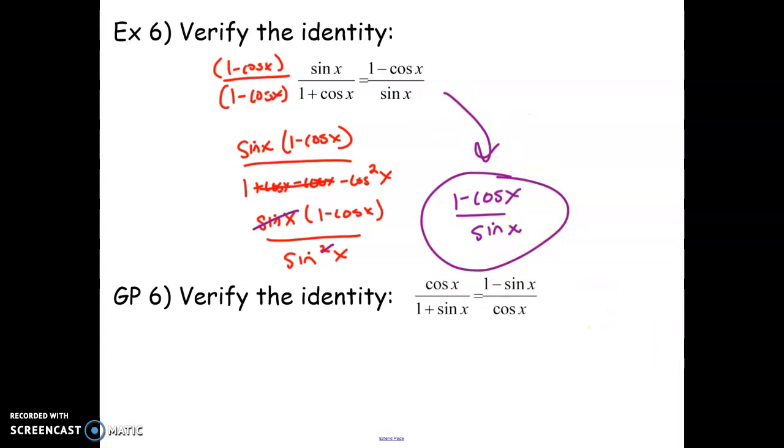Again, hit pause, keep trying them. The more you do them, the easier they're going to get. When you're ready, move on.